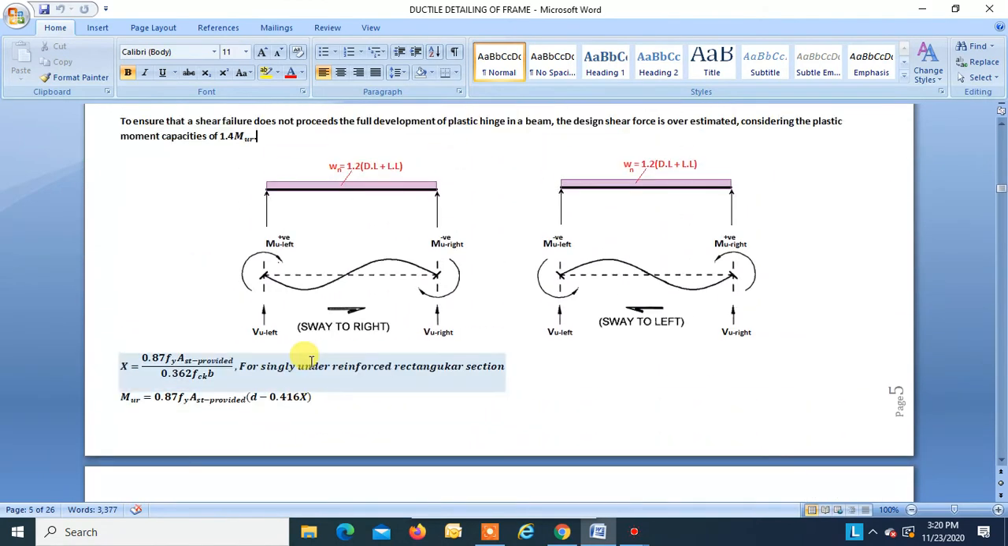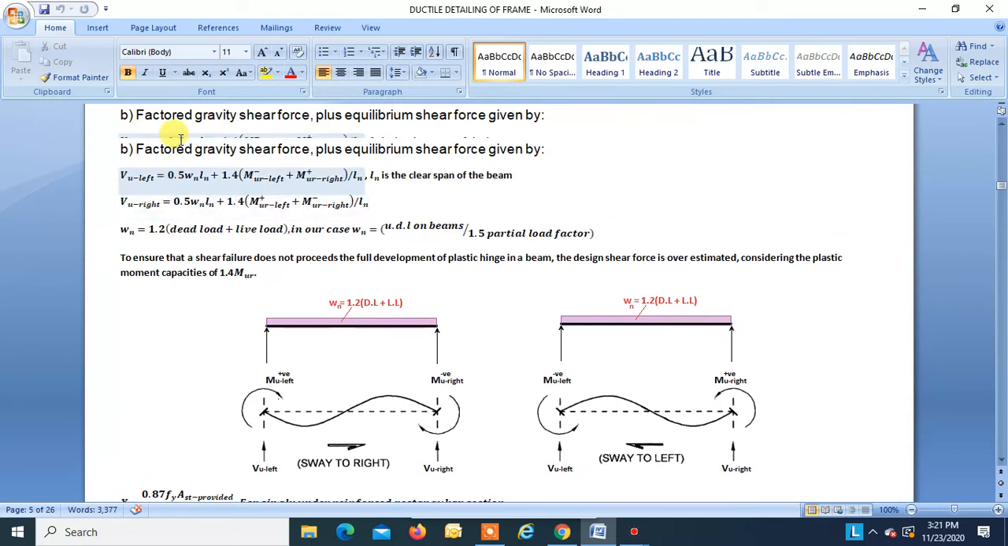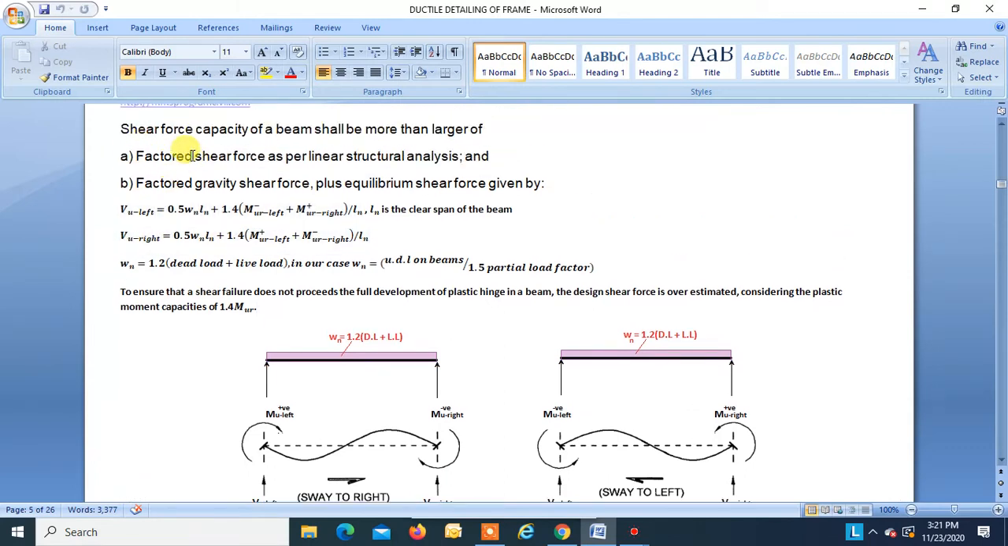Now whatever you have to add, you have to add this shear, this shear, this shear. Then out of these 2 Vu left, the maximum you have to take, that is given by this formula. Out of these 2 Vu right, the maximum you have to take, which is given by this formula. So this is how you find Vu left and Vu right. Once you find these, you have to compare this with this Vu left and Vu right, and you have to take the maximum out of these 2.